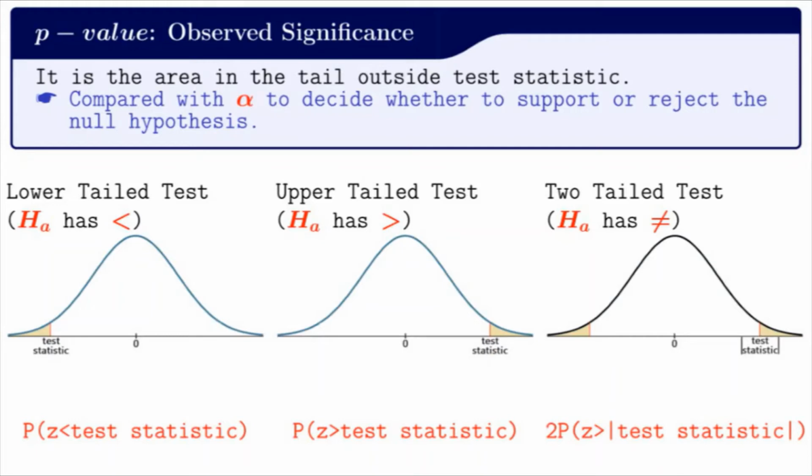Here we will look at p-value or observed significance. P-value, also called observed significance, is one of the ways to decide whether or not to reject the null hypothesis. As shown in the graph below, it is the area outside the test statistic. If the test is lower or upper tailed, we simply have area at one tail, but if it is two-tailed, we find area at one of the tails and multiply by 2 to get the p-value.